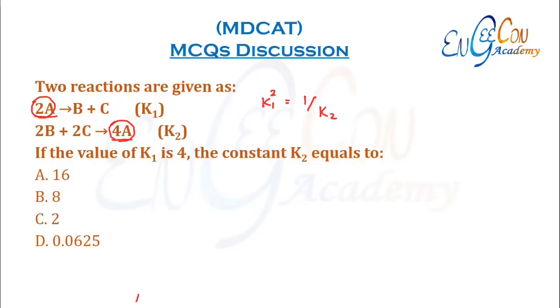So we take K1 square, then we will get K2. So now if the value of K1 is 4, the K2 equals. So K2 is equal to 1 divided by K1 square. So if the value of K1 is 4, 4 square is equal to 16. So the value of K2 is equal to 0.0625. So D is the correct option.